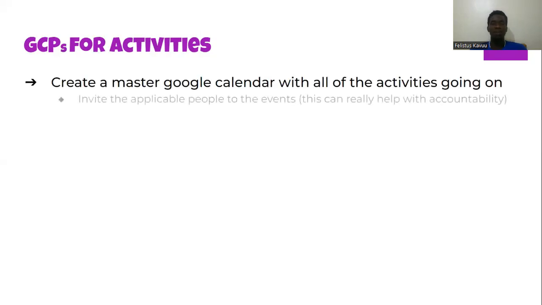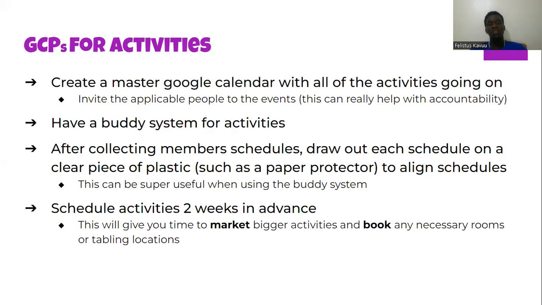Good practice for activities is to create a master Google Calendar with all activities going on, and also invite applicable people to the events. This can really help with accountability. After creating the Google Calendar, you can assign everyone what activity they need to do. If it's an LOC meeting, you will assign, for example, the team leader to come with their members. After assigning them, it will be easier for your activities to go well and to have everything on time. Have a good system of activities.